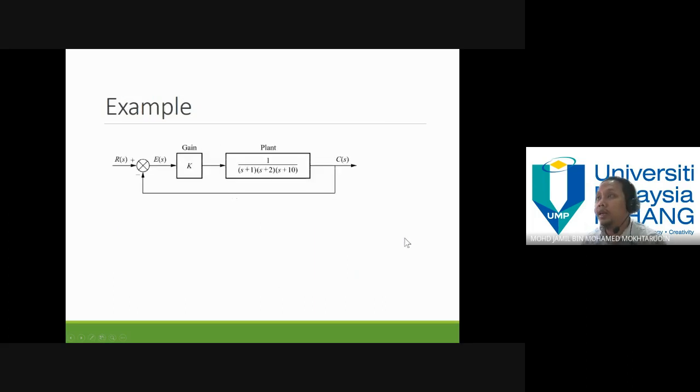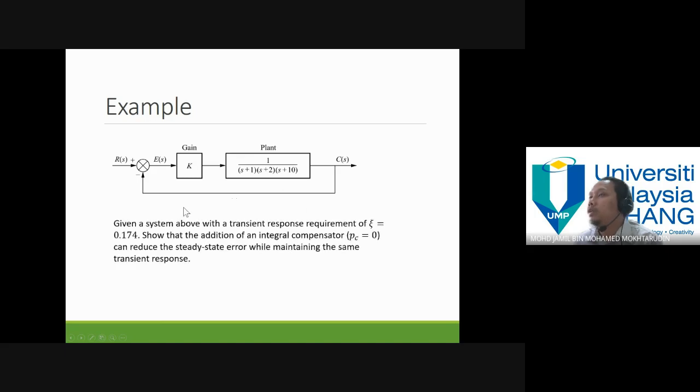So let's look at an example of what I just rambled about. Let's say you have a system with a gain K and a plant which has a transfer function 1 over S plus 1 times S plus 2 times S plus 10.